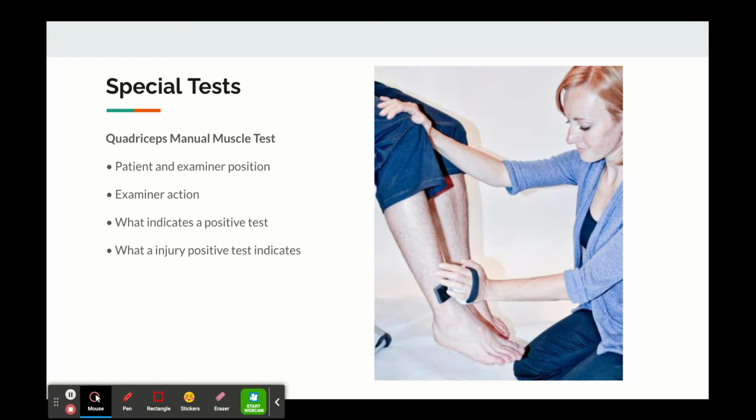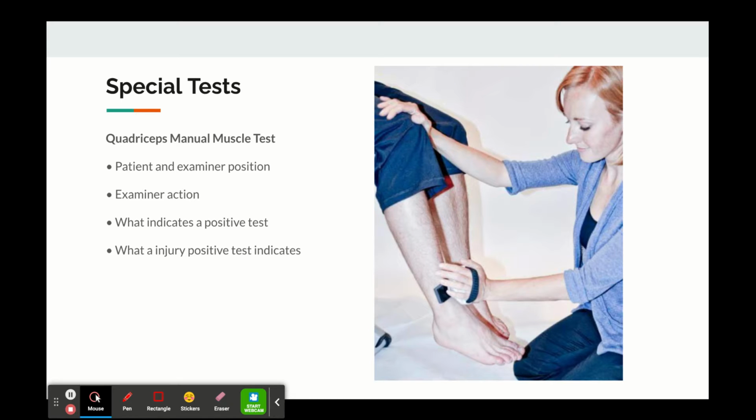So for special tests, starting with the patient and the examiner position, the patient should be sitting with their knees over the side of the table, and they should be holding on with their hands onto the table. Make sure they have a good grip. As far as the examiner position goes, make sure you're facing the patient, as you can see in the photo.